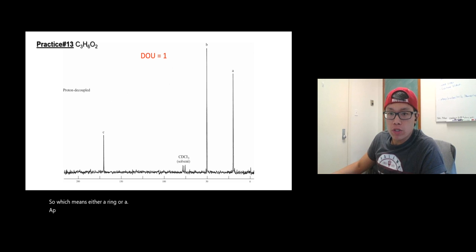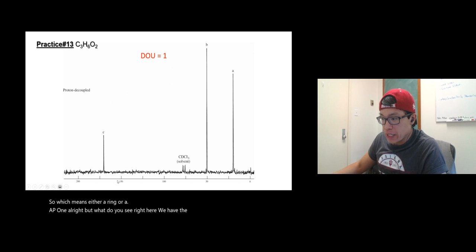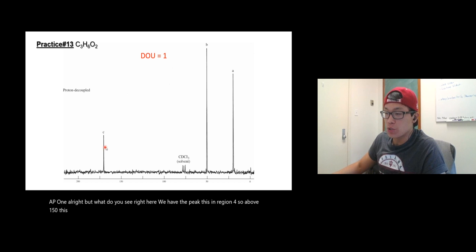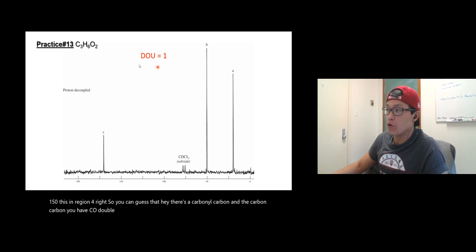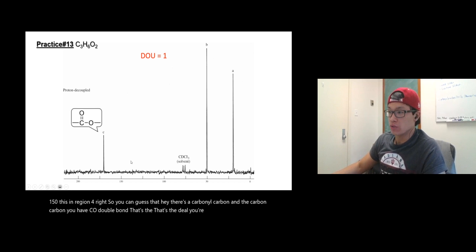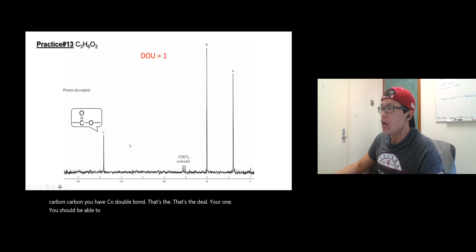All right, but what do you see right here? We have the peak in region number 4, so above 150. This is in region 4, right? So you can guess that, hey, there's a carbonyl carbon, and the carbonyl carbon, you have C=O, a double bond. That's a DOU of 1. You should be able to look at that, like right there.